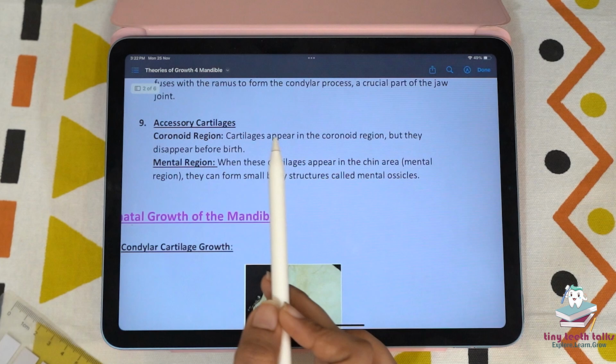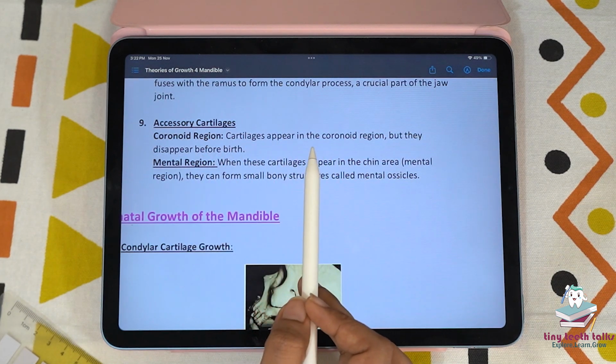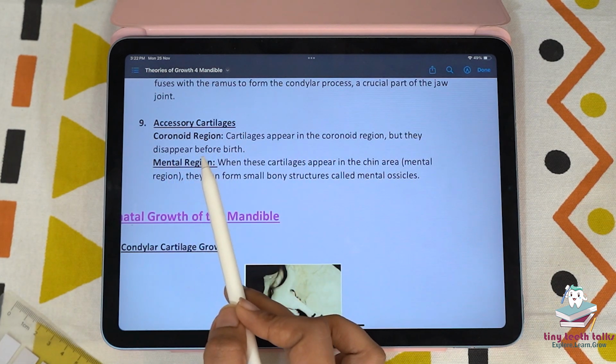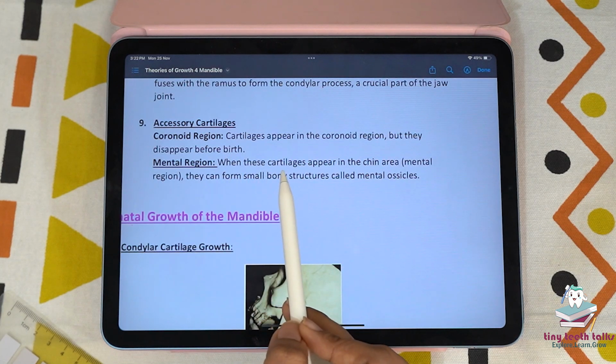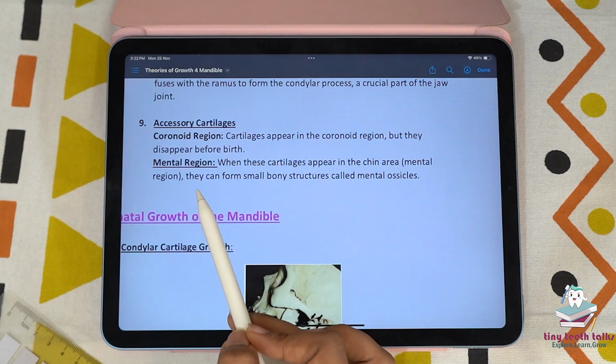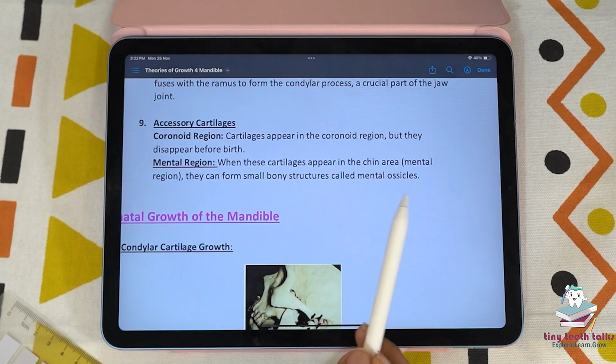Then accessory cartilages, coronoid region. Cartilages appear in the coronoid region but they disappear before birth, and when these cartilages appear in the chin area, they can form small bony structures called mental ossicles.